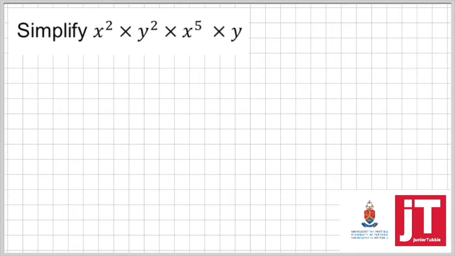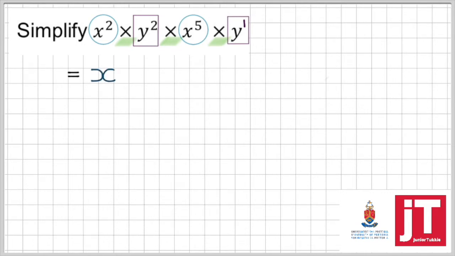So let's start off by looking for terms that have a base that is exactly the same. We have x to the power of 2 and x to the power of 5. These terms have exactly the same base, which is x. We also have y to the power of 2 and y to the power of 1. Here the base is y. So we start off with x and we add the exponents 2 plus 5. We then move on to y and we add 2 plus 1.